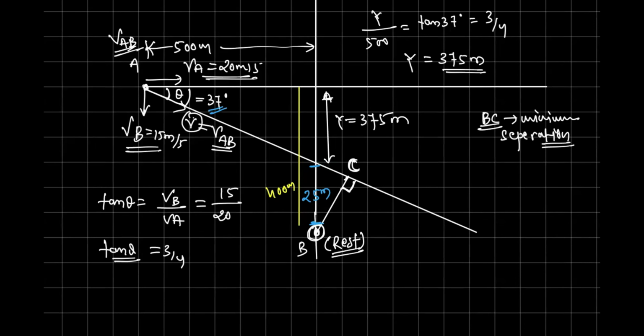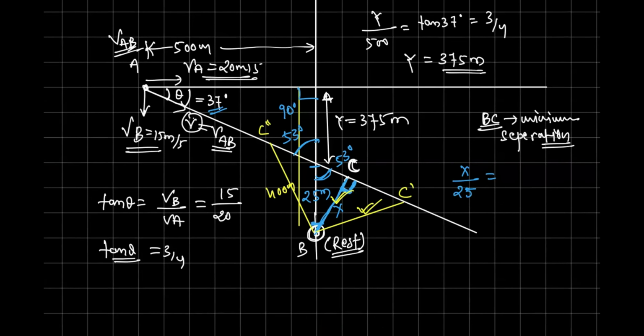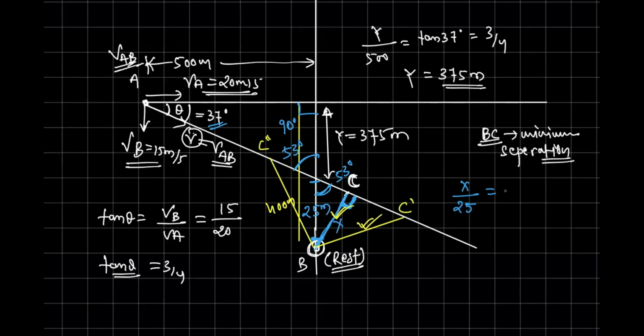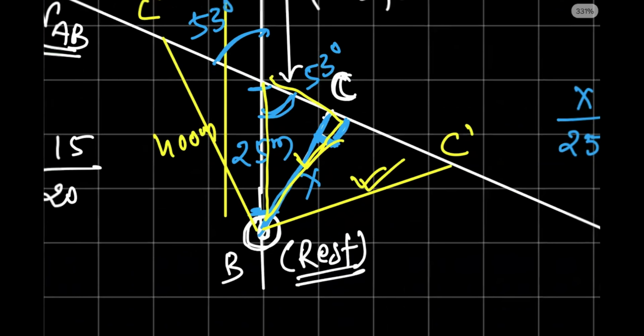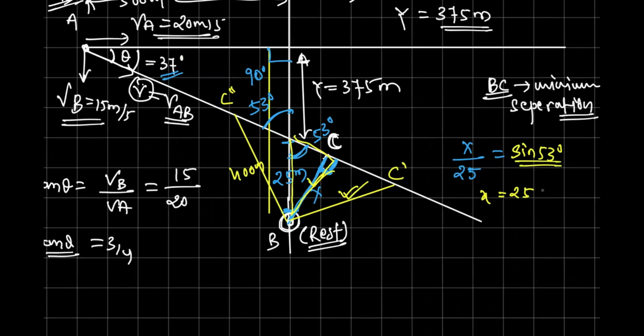Now this angle is 37. This angle is 90 degree. So this angle is going to be 53. So this angle is also going to be 53 degree. How? Vertically opposite angle. So I have to find this value. Let me say this value, that BC value, as x. So I can say x upon 25. Now x upon 25 is what? Sine 53, in this triangle here. So you will get x is equal to 25 into sin 53, that is 4 by 5. So you'll get 20 meter.